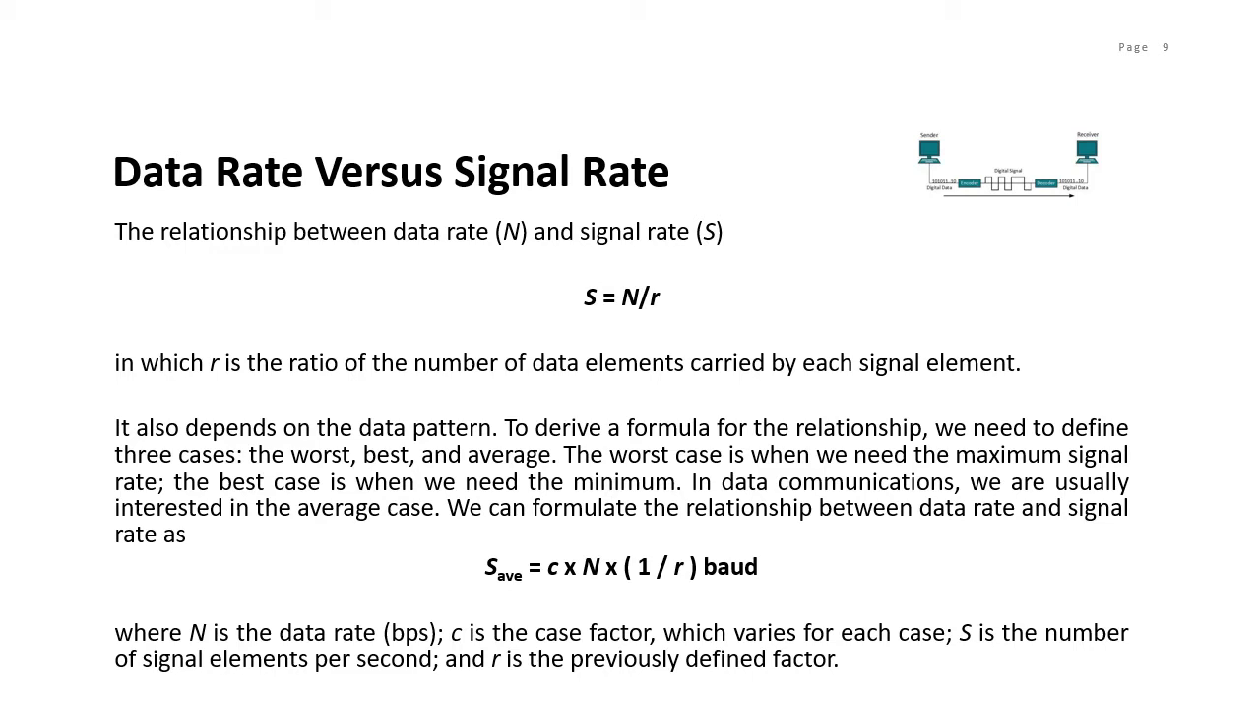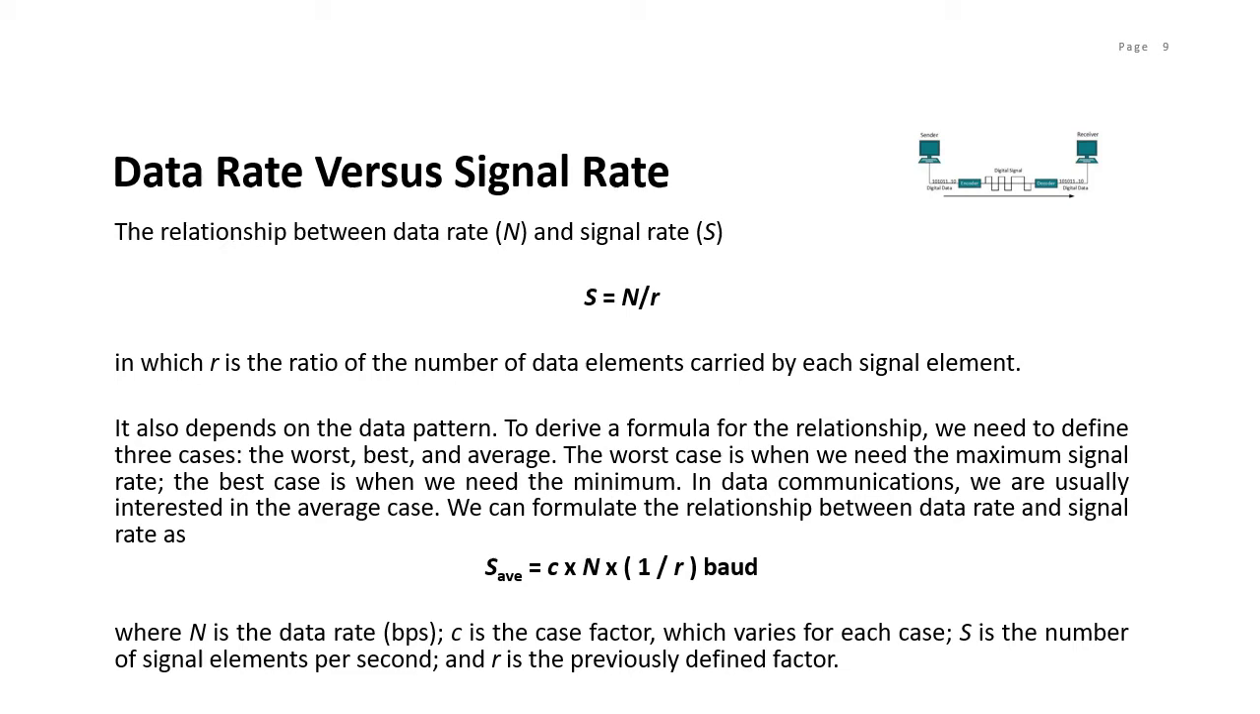Okay, it also depends on the data pattern. If we have a data pattern of all ones or all zeros, the signal rate may be different from a data pattern of alternating zeros and ones. So to derive a formula for the relationship, we need to define three cases: the worst, best, and average. The worst case is when we need the maximum signal rate, and the best case is when we need the minimum. In data communications, we are usually interested in the average case, and we can formulate the relationship between the data rate and signal rate as S average equals C times N times 1 over R baud.